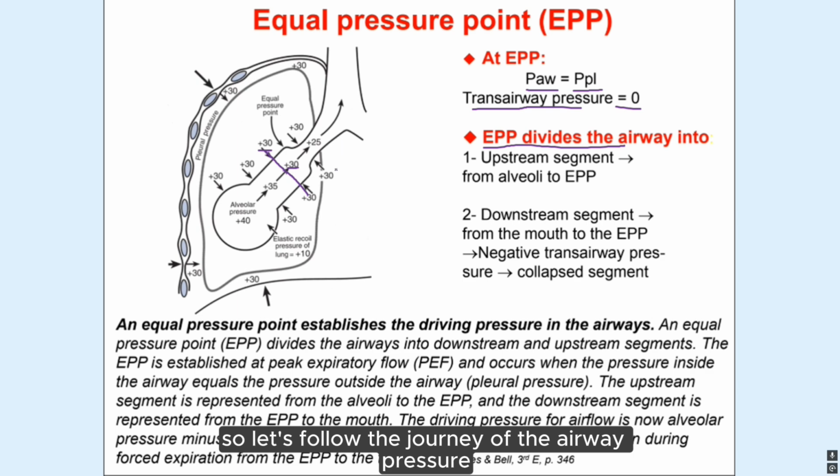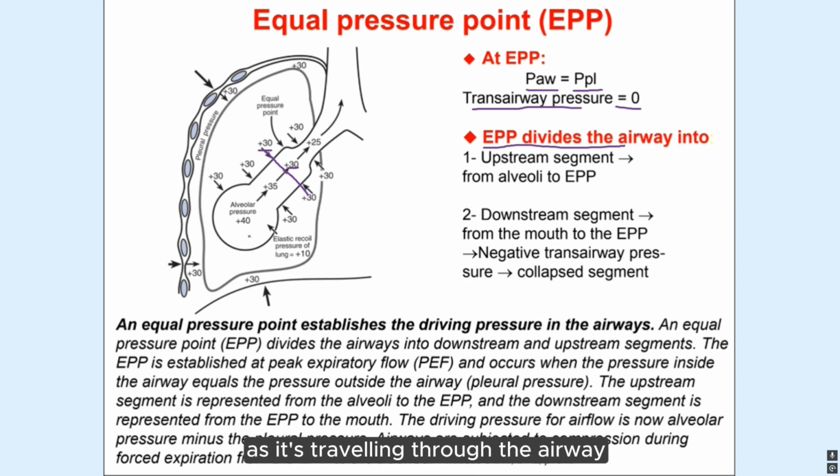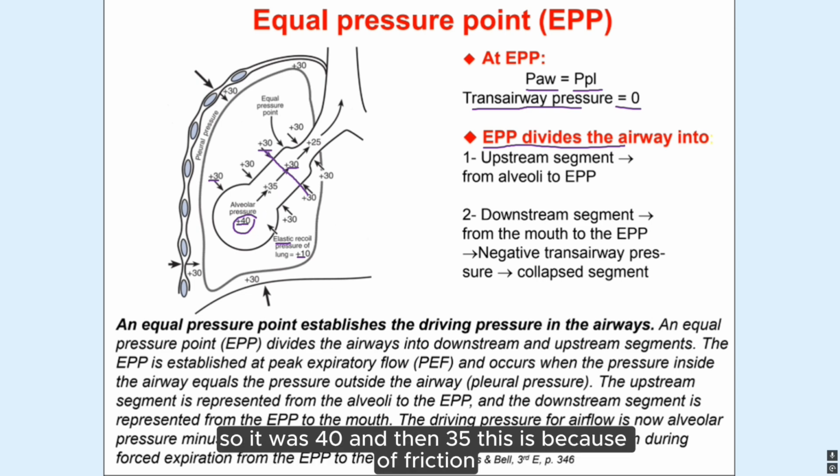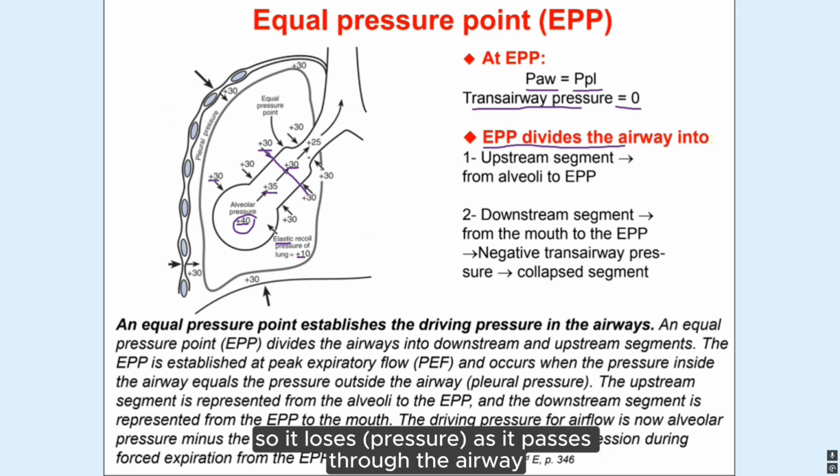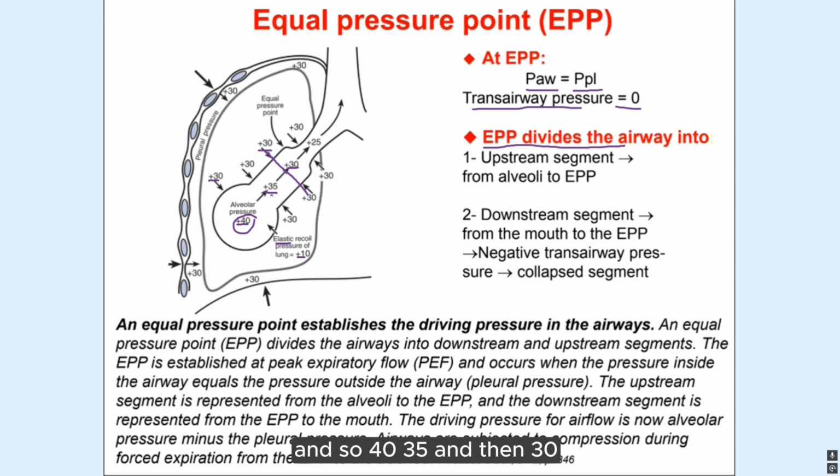So let's follow the journey of the airway pressure as it's traveling through the airway. First, we have the alveolar pressure, which is equal to the pleural pressure plus the elastic recoil pressure. So 30 plus 10, that's 40. As the air travels through the airway, you can see that it loses some pressure. So it was 40 and then 35. This is because of friction. So it loses as it passes through the airway. And so 40, 35, and then 30. Once it reaches 30, which is equal to the pleural pressure, this marks the equal pressure point, the EPP.